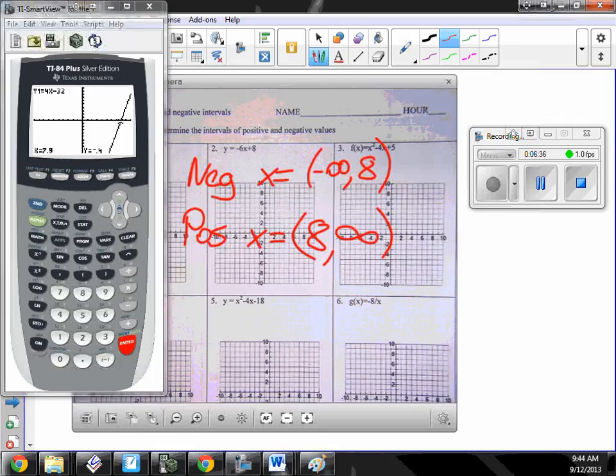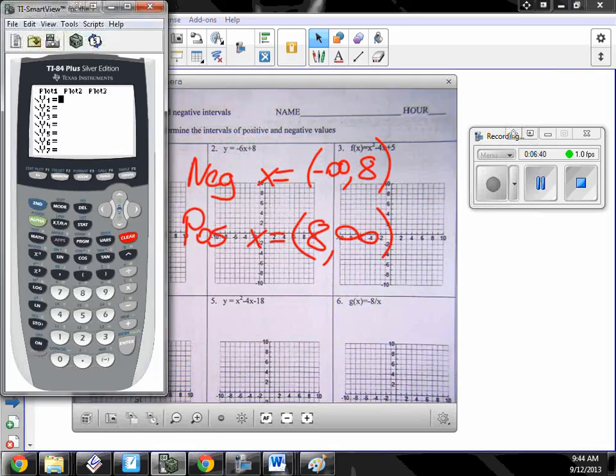So let's graph the next one. Make sure you draw the graphs on your paper. Negative 6x plus 8.